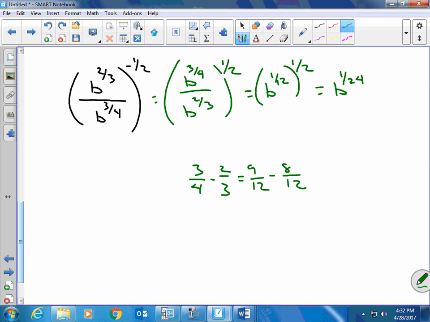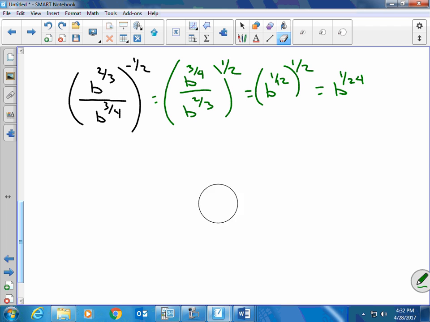Now, there's a lot of different ways to get to that same answer. That's the way I chose. I could have taken 2/3 minus 3/4 right at the very beginning, then multiplied it by negative 1/2. There's lots of ways I could have done it. Let's do it that way. I just want to show you that way real quick.